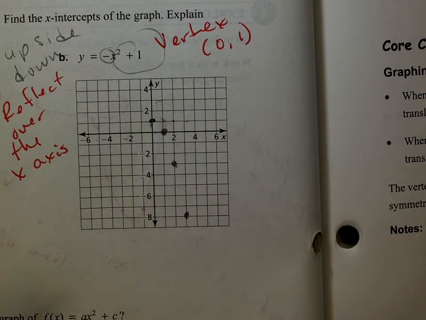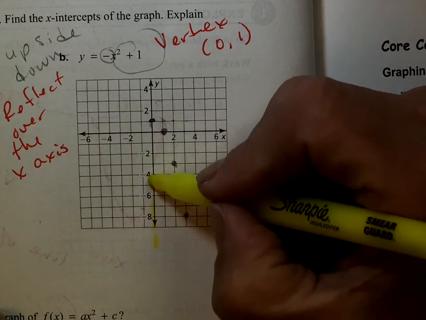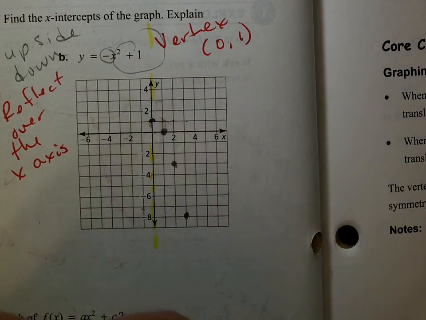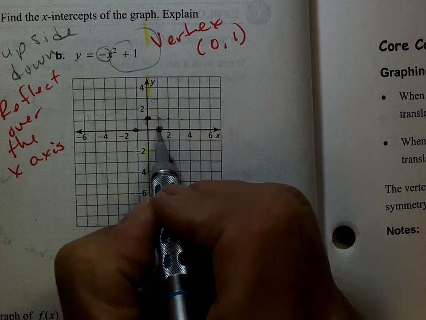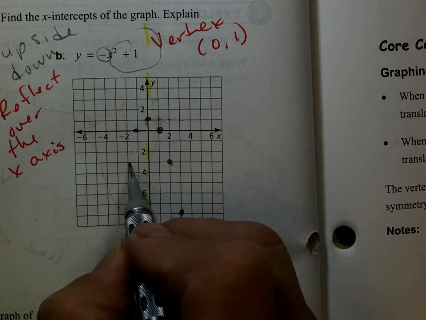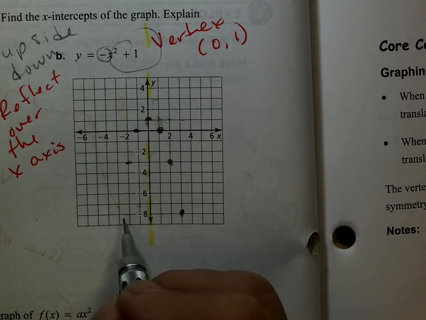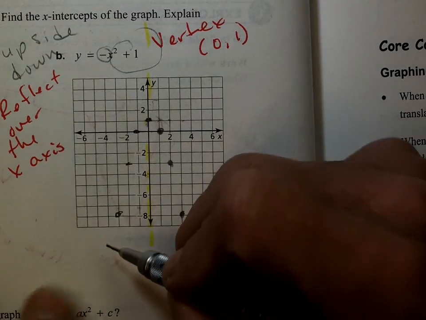We know it has a line of symmetry which goes through the middle of it, which gives me the other points on the other side of the parabola. So I get a reflected point here, I get another reflected point here, and I get another reflected point here, and here's my parabola.